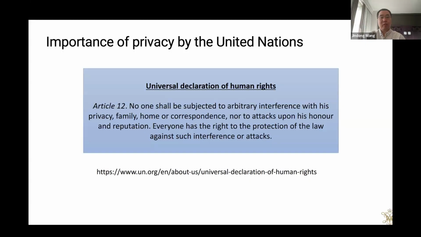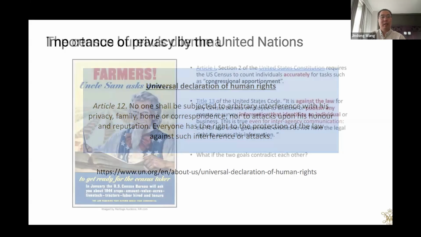And at the global level, the United Nations has the Universal Declaration of Human Rights. This is directly from Article 12. You can see: no one shall be subject to arbitrary interference with his privacy, family, home, or correspondence, and so on. So this is a kind of human right defined by the United Nations, globally recognized, not just for one particular country or region, but across the globe. They claim that privacy should be a standard human right.